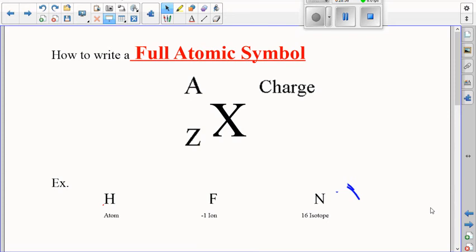For hydrogen, that's a capital H. For lithium, that's a capital L, lowercase i, and so on and so forth. In the top left-hand corner, you have the atomic mass. In the bottom left-hand corner, you have the atomic number. In the top right-hand corner, you have the charge.